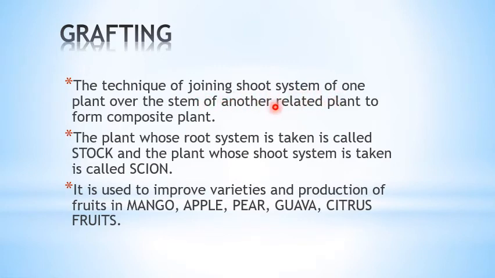So grafting is the technique of joining the shoot system of one plant over the stem of another related plant to form a composite plant. It means you have to select two plants. One plant whose shoot system is very strong, meaning it gives you very good, juicy and healthy fruits. And the second plant should have a very strong root system so that it does not suffer from any diseases, meaning it is resistant to disease.